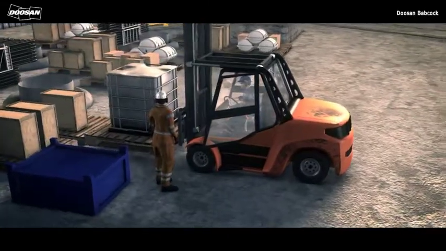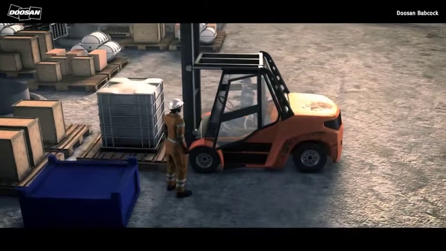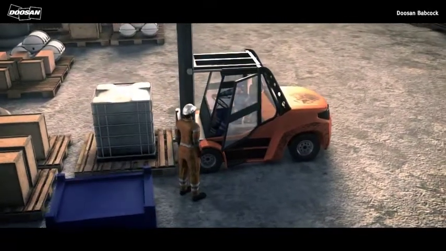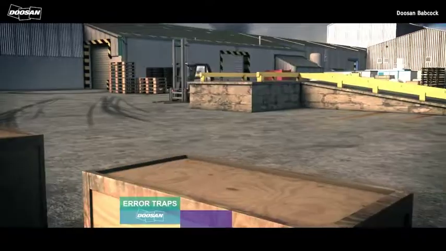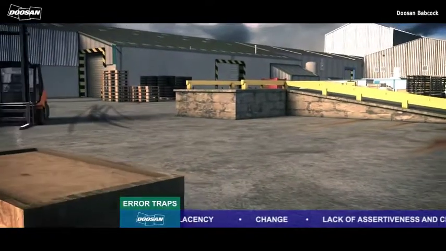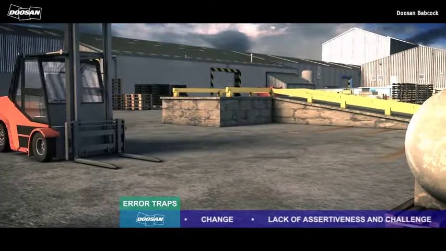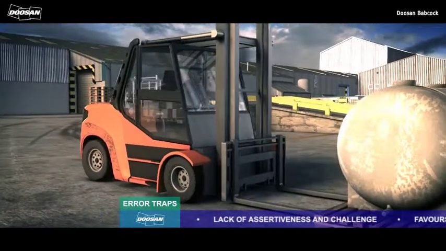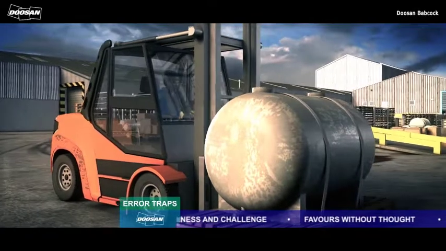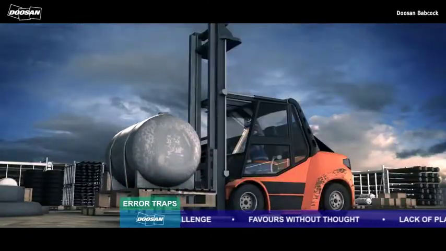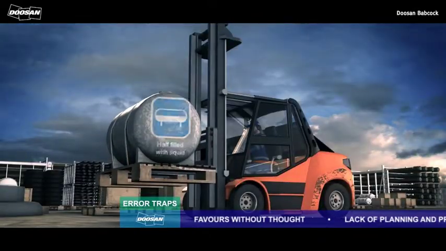However, having first refused, the client insisted that it was a simple task and it could be completed in less than a minute. The driver did not feel he could refuse the request a second time, and started to move the pallet and tank which blocked the entrance to the warehouse. He was not aware that the redundant tank was half filled with liquid.